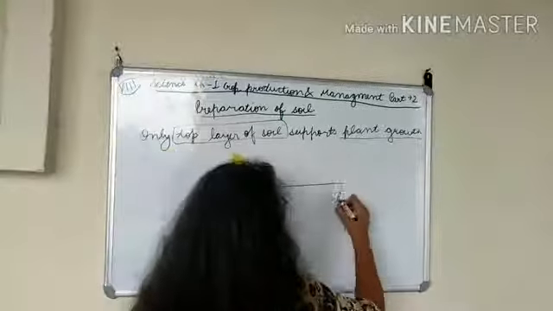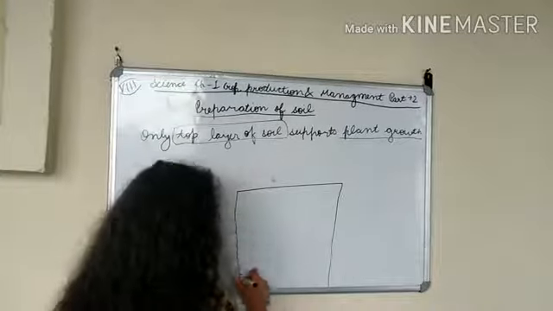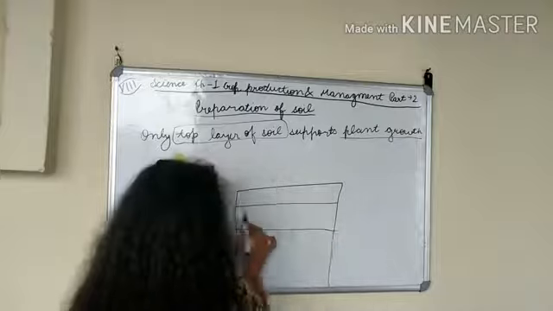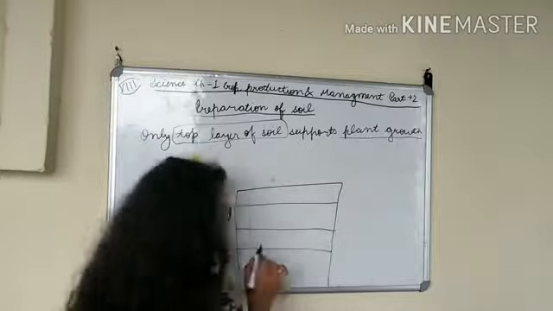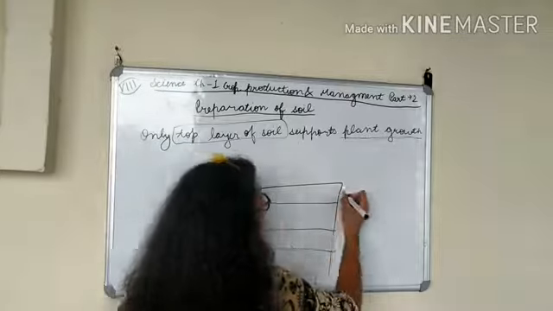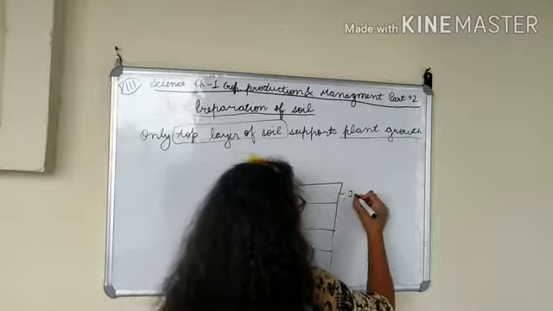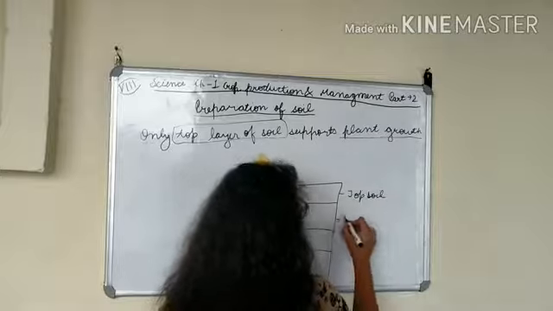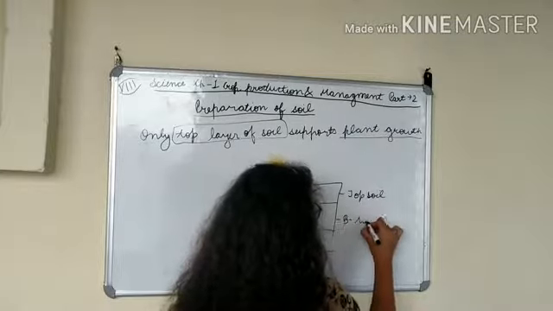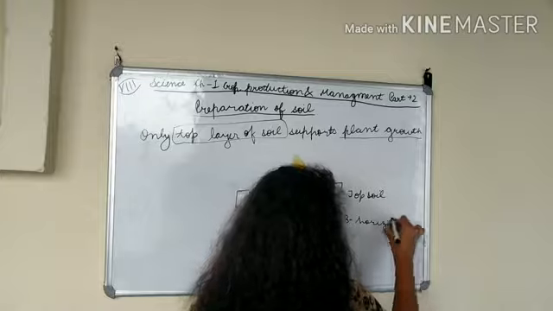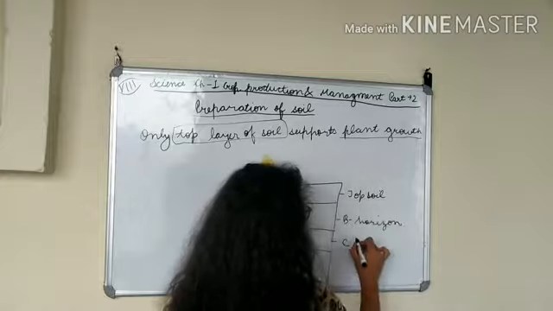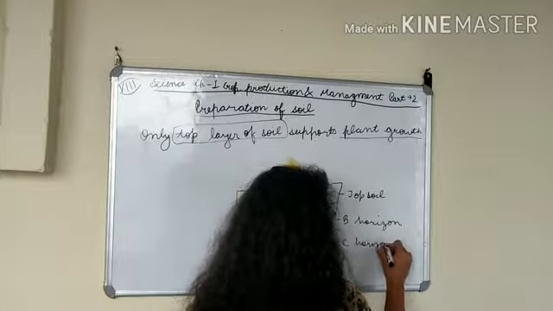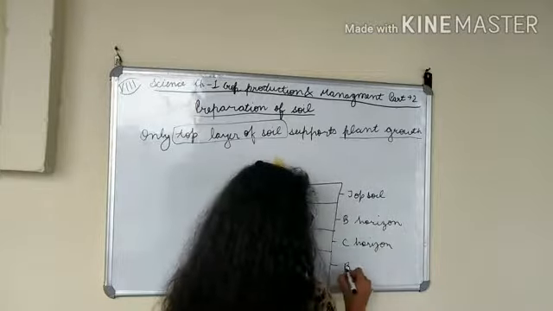Let's talk about this. There are 4 layers of the soil: top soil, A, B horizon, C horizon, and bedrock. Right? This is our top soil, and this is our B horizon. This is our C horizon, and this one is our bedrock.